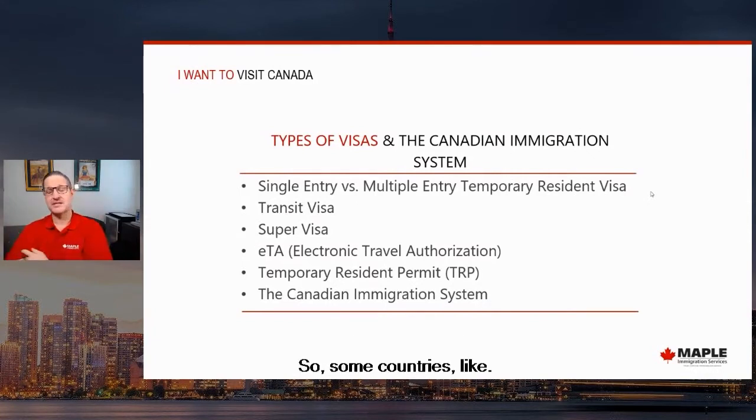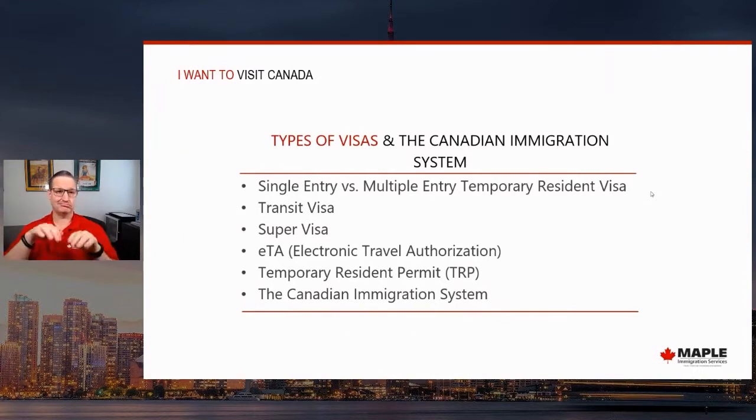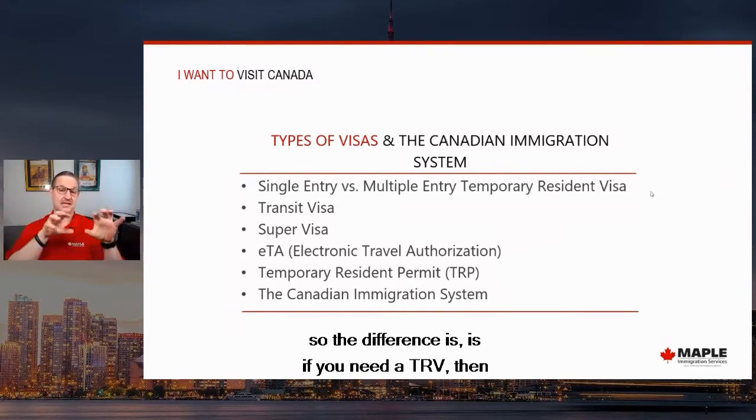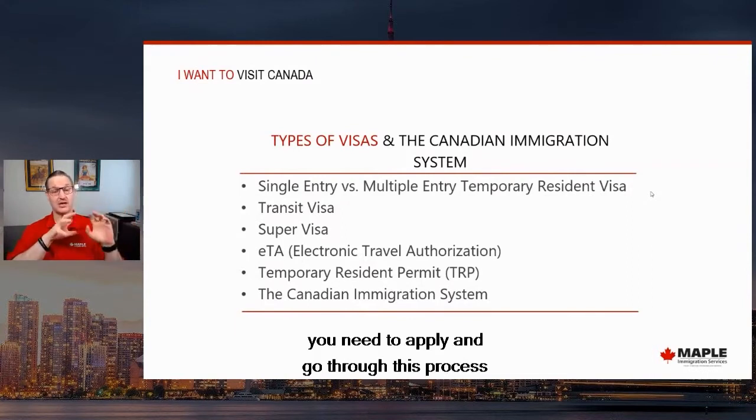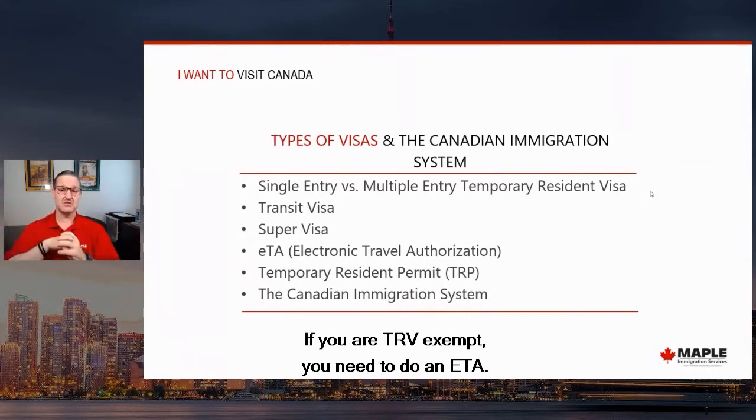All right. So some countries, like, let's use the Philippines, for instance, they are not TRV exempt. You have to apply for a visitor visa prior to coming. But if we take somebody from, say, the UK or most European countries, they can just apply for an ETA, an electronic travel authorization, which is done really quickly online. And then they get an email back and then they can travel. Okay. So the difference is if you need a TRV, then you need to apply and go through this process and then get approved and get a sticker. If you are TRV exempt, you need to do an ETA.